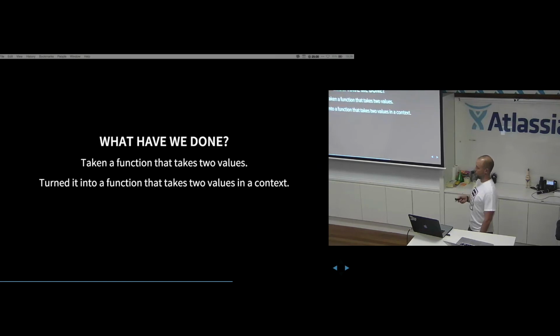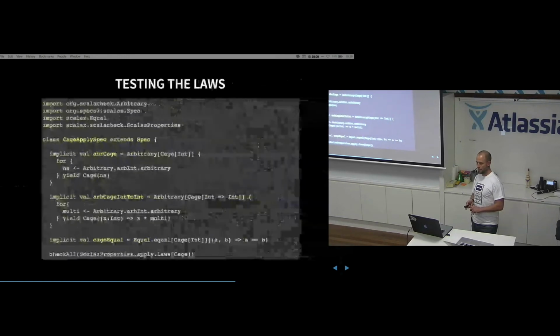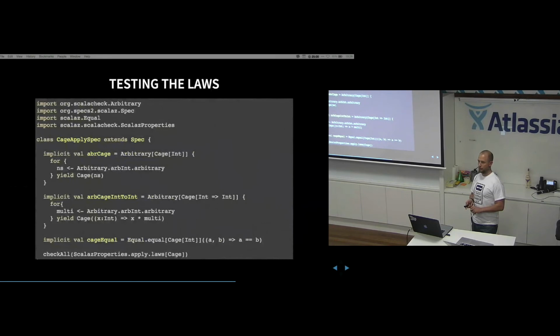So what have we done? We've taken a function that takes two values, and we've turned it into a function that takes two values in a context. Apply has laws as well, the same as Functor does, and we can test those laws again using Scalaz, using the ScalaCheck properties.